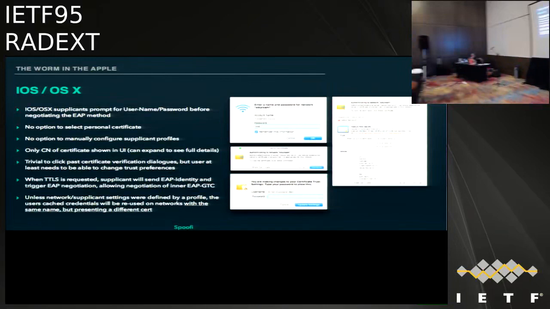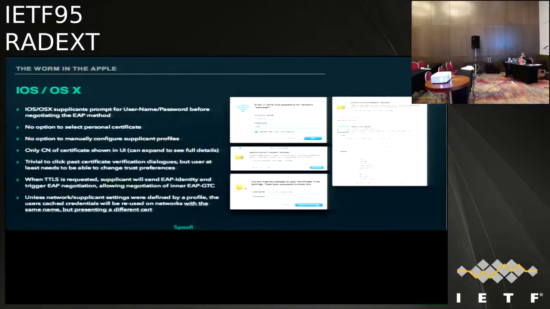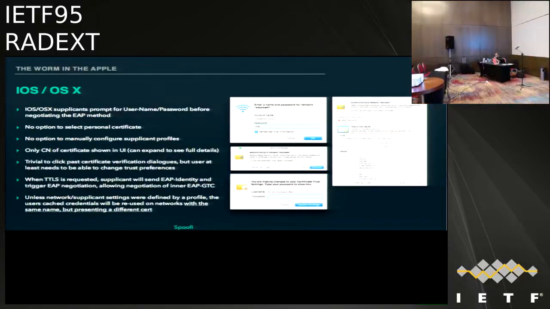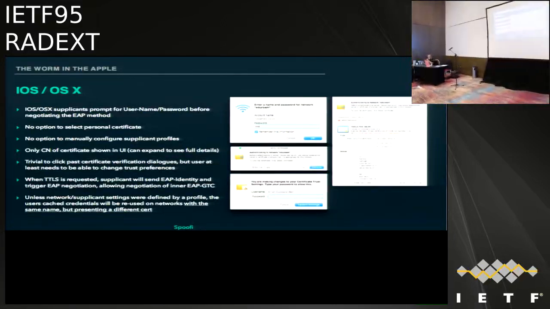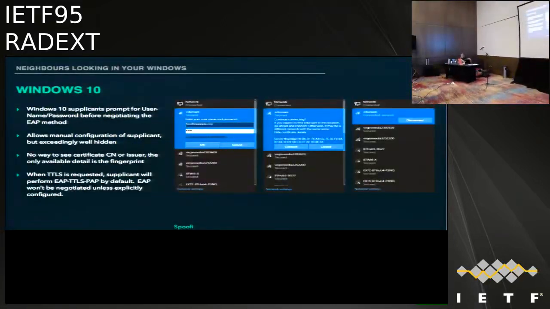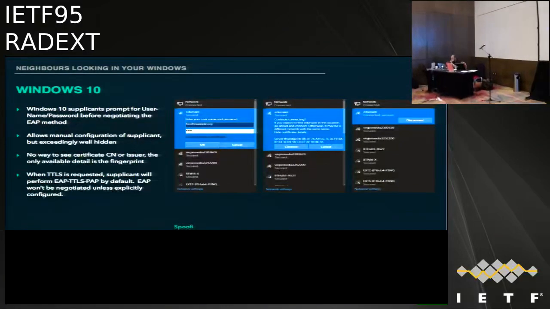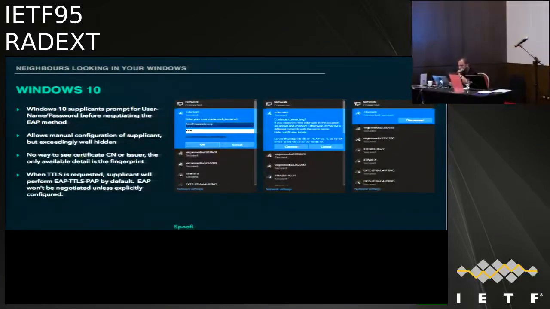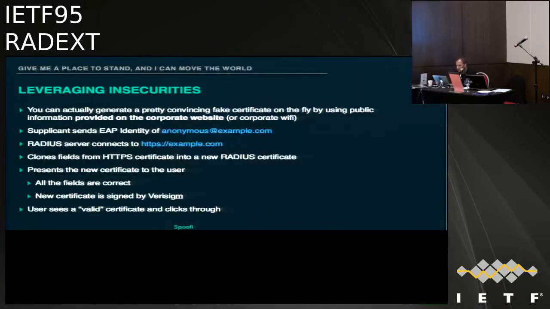So as it turns out, you can generate a pretty convincing fake certificate on the fly by using the corporate website. The supplicant sends an EAP identity, user@example.com. You can get your RADIUS server to connect to example.com, or connect to the corporate Wi-Fi if you're close enough, create a new RADIUS server certificate, and present it to the user. All the fields are correct, and it may be signed by someone like VeriSign, if people actually care about the difference between N and M. It seems to be a valid certificate, and the user clicks accept.